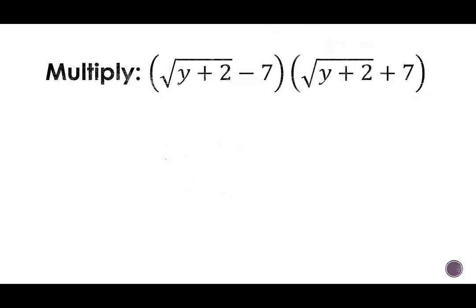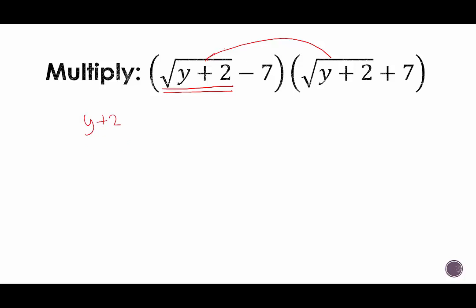Our next example looks a little scary, but this is still two terms being multiplied by two terms. The first term just happens to have a radical whose radicand is a binomial. So we're going to distribute this square root of y plus 2. The square root of y plus 2 times the square root of y plus 2 is the square root of y plus 2 quantity squared, which will be y plus 2. And we're going to make the assumption here that all variables are non-negative.